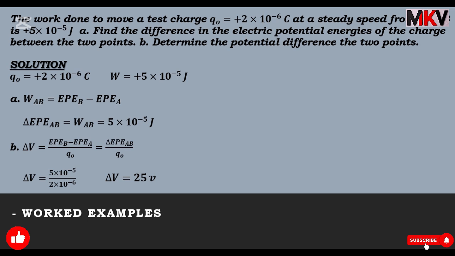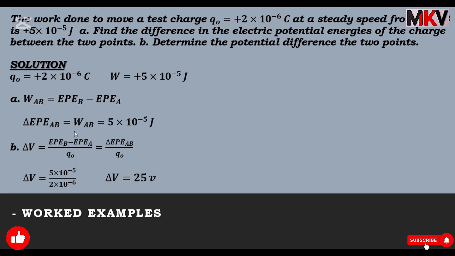Therefore, the work done will be equal to the difference in the electric potential energies, which equals 5 times 10 to the power minus 5 joules. So over here, it will be just direct equation. We equate the work done to the difference in the electric potential energy, which will be equal to 5 times 10 to the power minus 5 joules. Now the difference in the potential between the 2 points is giving us the work done over the charge.